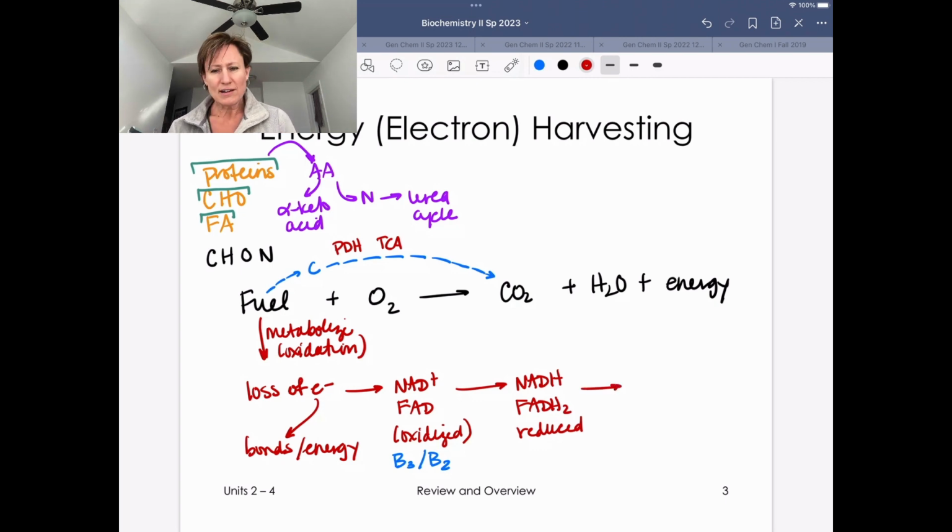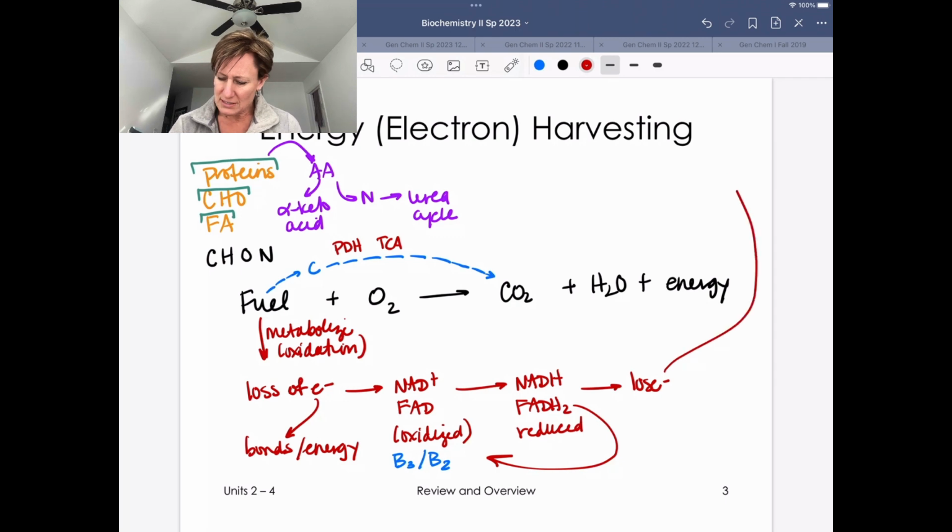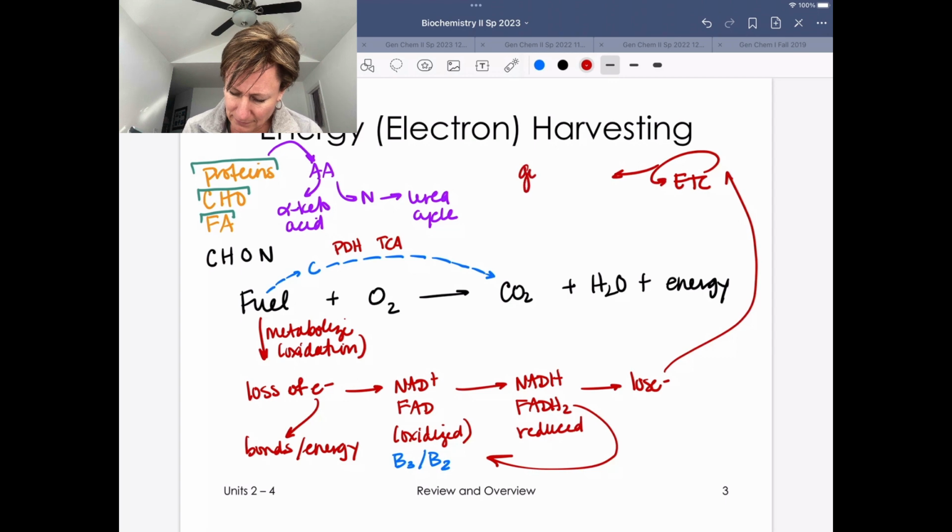Now, ultimately, those guys are going to lose their electrons when they give them to the electron transport chain. So we're going to get to those in a minute, but when they lose those electrons, these guys return to their oxidized state and can go back and pick up more electrons from fuel oxidation. Okay, so when we talk about the loss of these electrons, they're really taking those electrons and going to the electron transport chain. So the electron transport chain, we're going to learn the details of this. That, again, is going to be the focus of this learning unit. The electron transport chain takes those electrons in, allows them to go through a series of complexes that ultimately are going to generate a proton gradient.